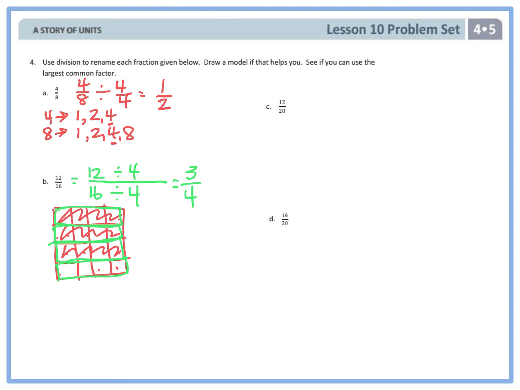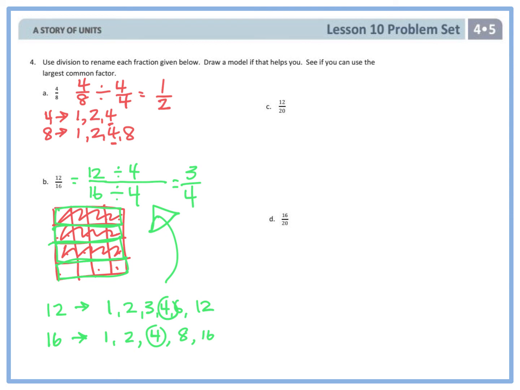If I had used factors, then I know that my factors of 12 are 1, 12. We've done this so many times. 2, 6, 3, and 4. I know my factors of 16 are 1, 16, 2, 8, and 4 times 4. So when I'm looking for the largest common factor, I see I've got 4. So I'm going to divide by 4, which is just what we did up here. We divided by 4, and we got 3/4.